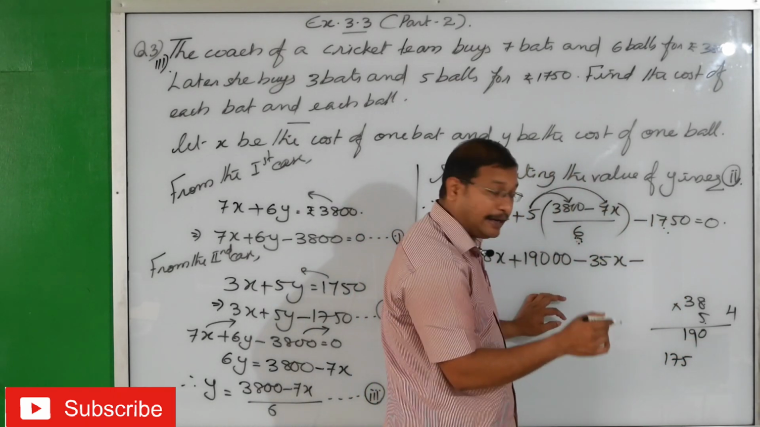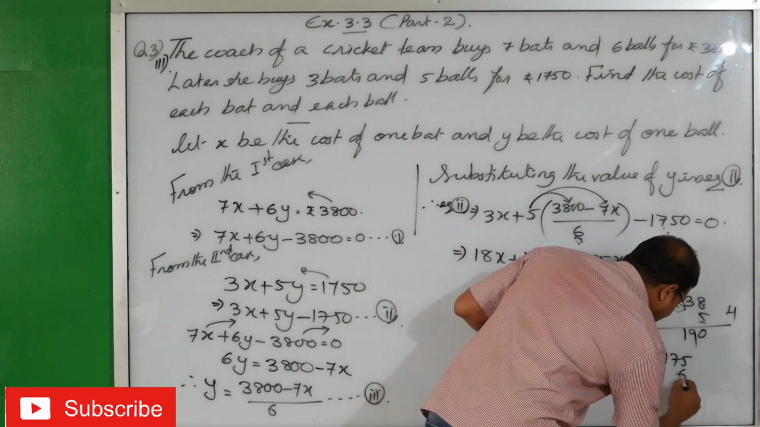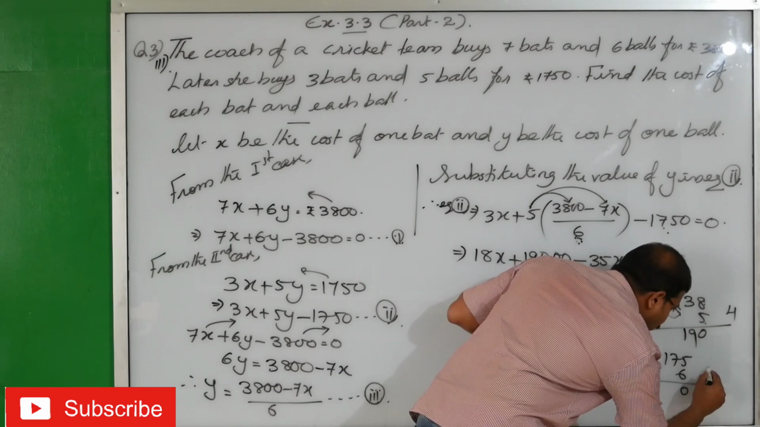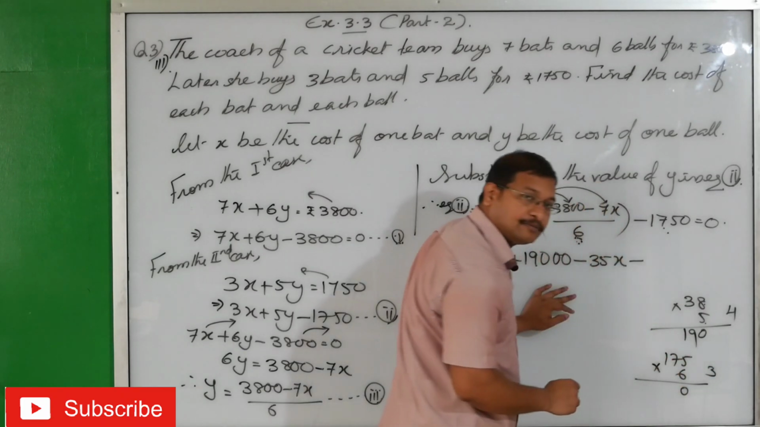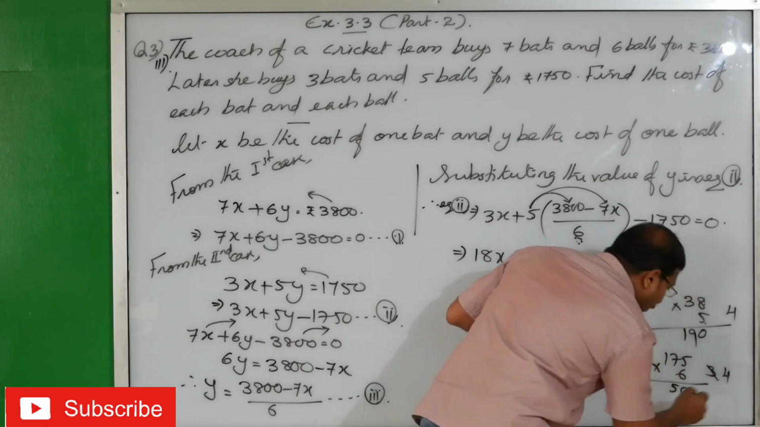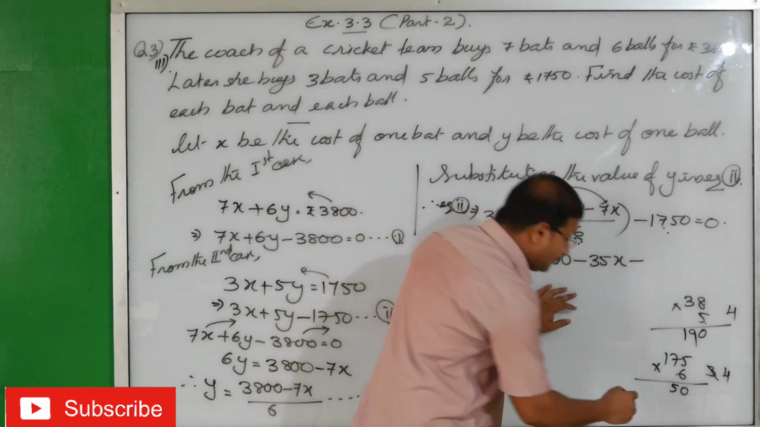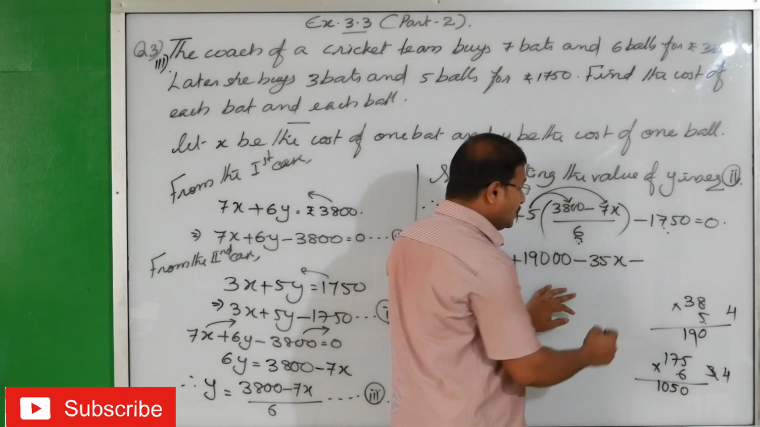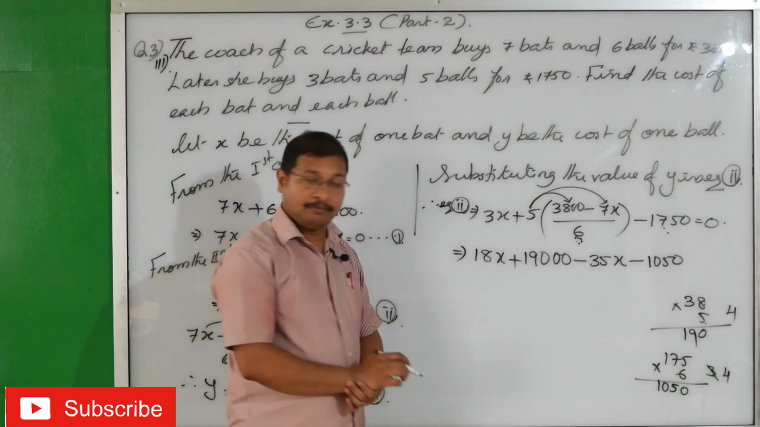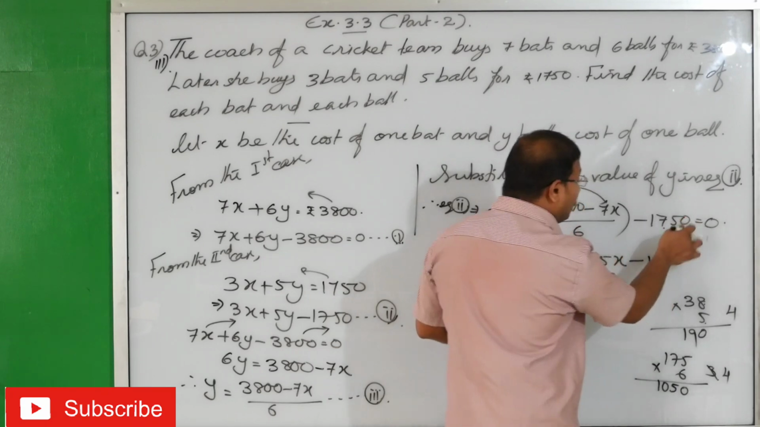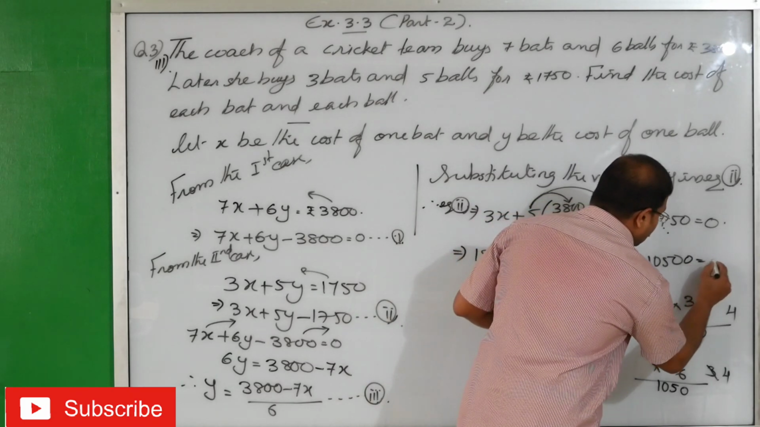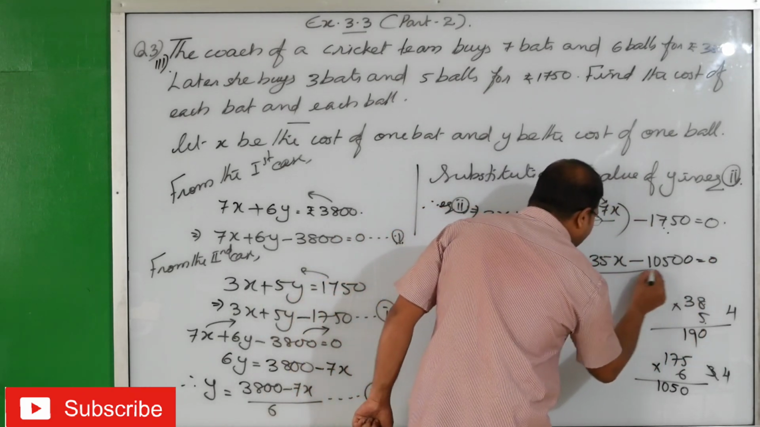1,750 is there, no need, right? Into 6. Ready? 6 5s are 30, 0, 3 in hand. 6 7s are 42 plus 3, 45, 4 in hand. Now 6 ones are 6, 6 plus 4, 10. That means 1050. That is 1050, it is only for 175 into 6. But 1750 means one more 0 we have to put. So 0 will put here, isn't it? Equal to 0. Of course, the whole divided by 6 is there.